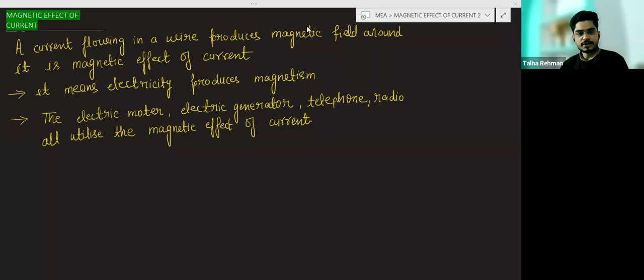Okay, so basically today we will discuss the magnetic effect of current. Magnetic effect of current: with the help of current, if there is magnetism, that is known as the magnetic effect of current.